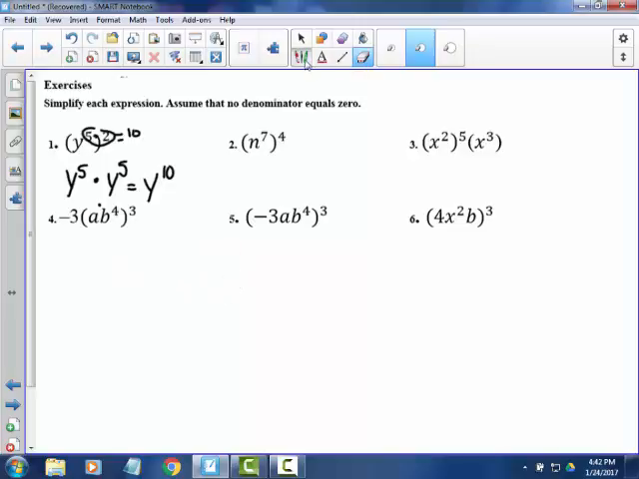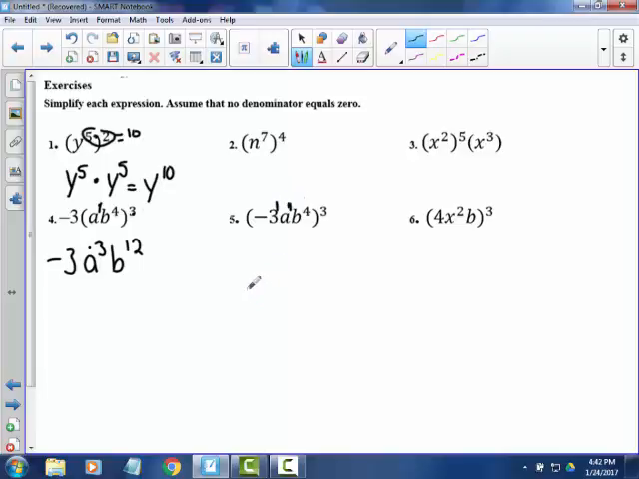Okay, what I would do is I would use my rule that says I can multiply this power times the other powers inside the parentheses. So that would be -3, right, a to the third, b to the 12th. The -3 doesn't get this 3, right? Okay. Now if we look over here, the -3 is inside the parentheses.